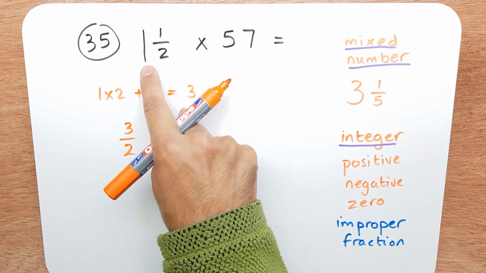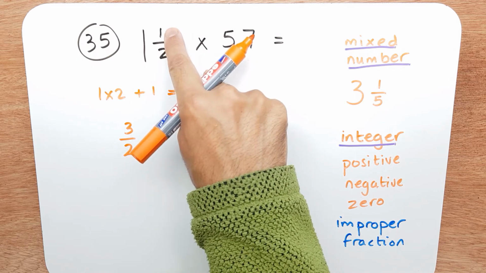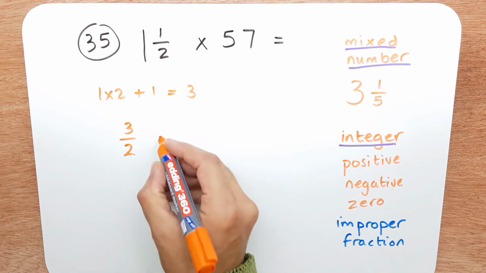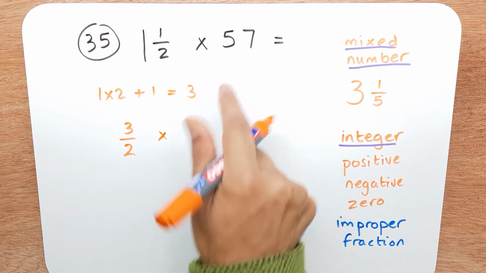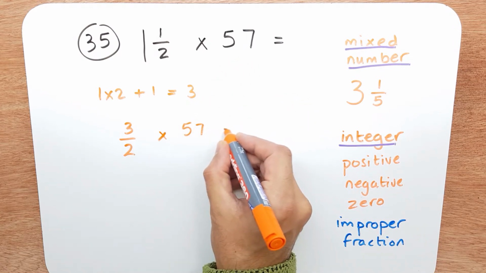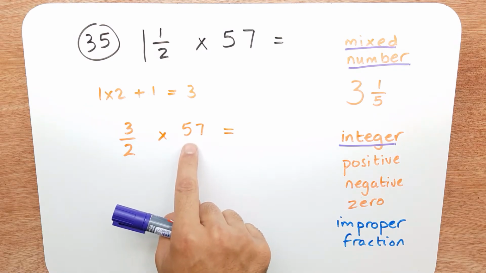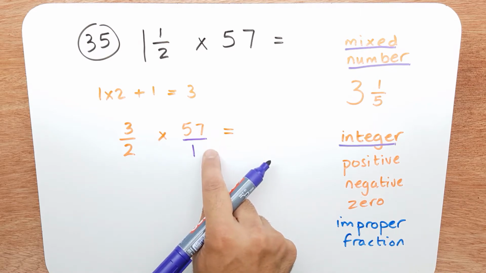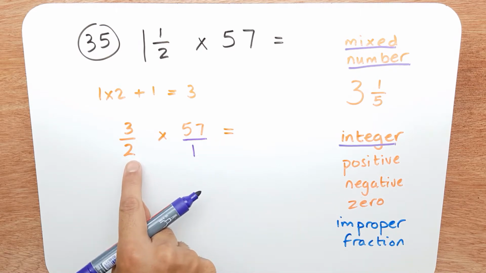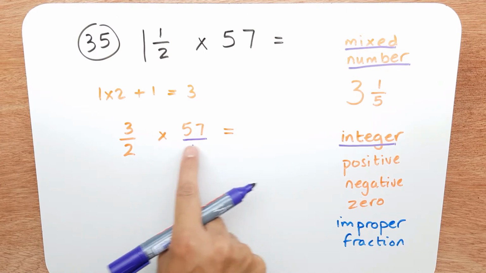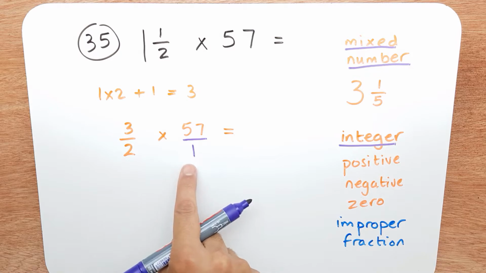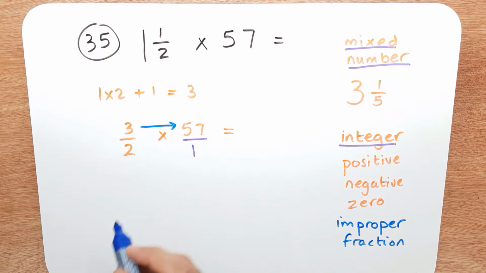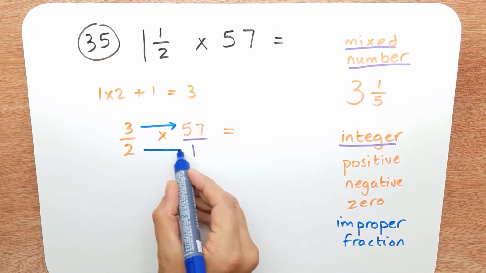So let me go through that again. 1 times 2 plus 1 is 3 divided by 2. So 3 divided by 2, 3 halves, times 57. Now what I like to do with this number is divide it by 1 to turn it into a fraction. So now what I have is 3 over 2 times 57 over 1. I have 2 fractions, and that's straightforward. 3 times 57 and 2 times 1.